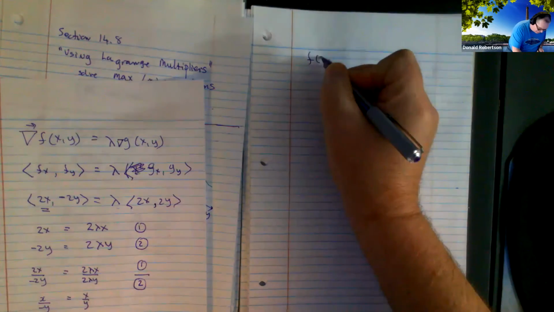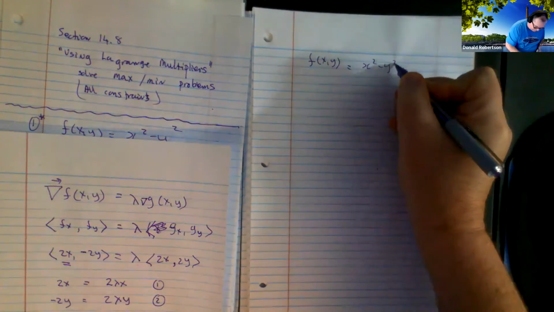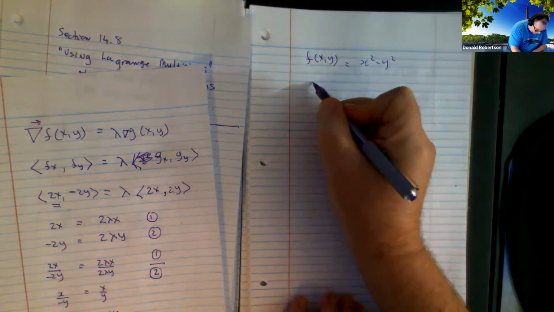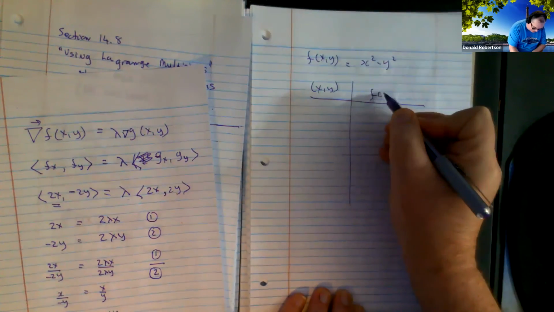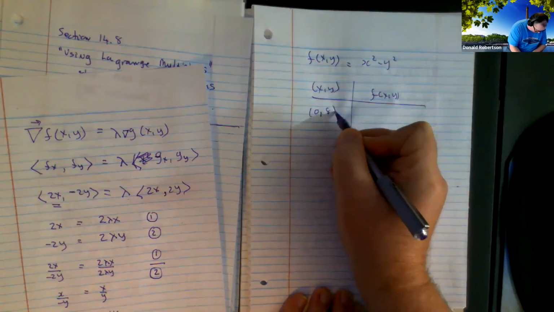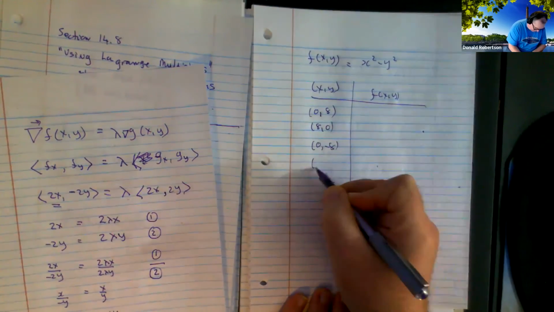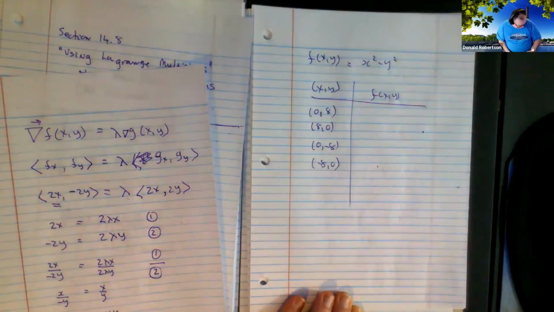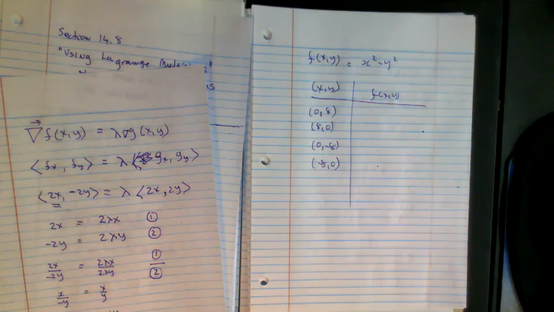How do I tell which one it is? Well, I go back to the original function now, and I guess I should probably write it like this. And I try out 0, 8, 8, 0, 0, negative 8, and negative 8, 0. So far, so good.